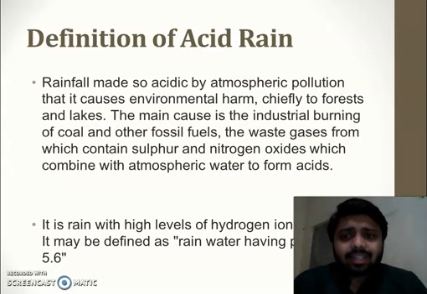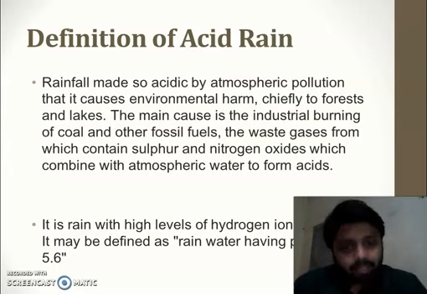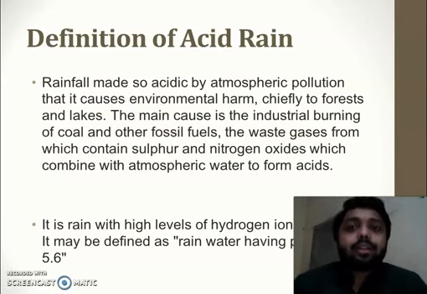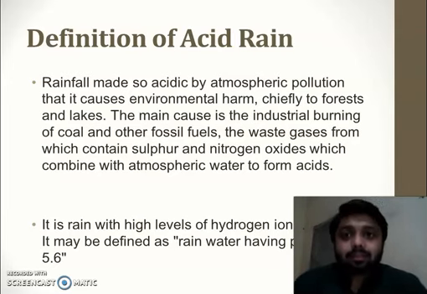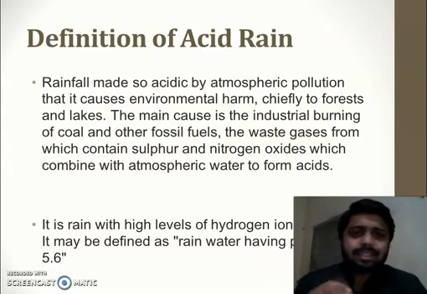Second definition: we can also say that it is rain with a high level of hydrogen ions and a low level of pH. It can also be explained as rainwater having a pH less than 5.6. Any rainwater having a pH less than 5.6 can be considered as acid rain. So this is the basic definition.